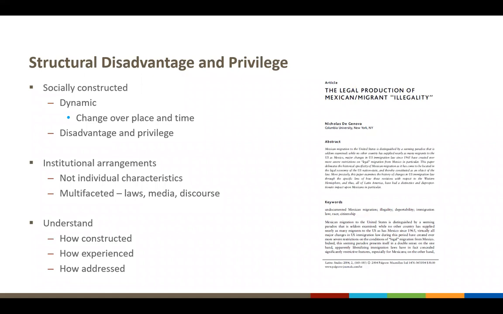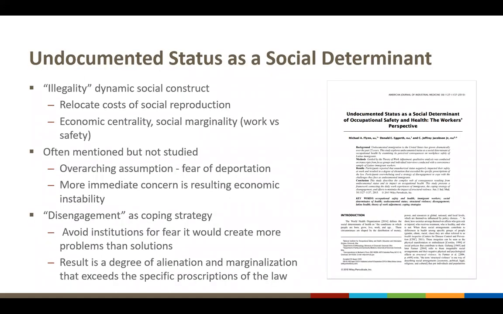by the individual. And so the research I'm talking about here, we really try to seek to understand how disadvantage and privilege are constructed by society, how they're experienced by workers, researchers, employers, et cetera, and how they're addressed by the workers. It's important to remember that they find ways to address these disadvantages in their lives as well. And documenting that's important. So one example from the research we've done is the paper we wrote on undocumented status as a social determinant of health.